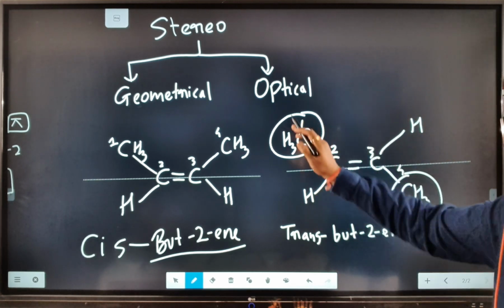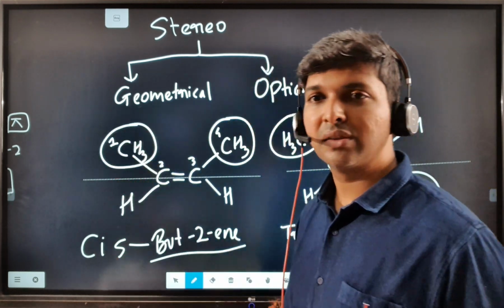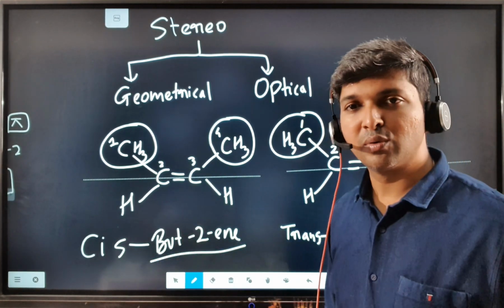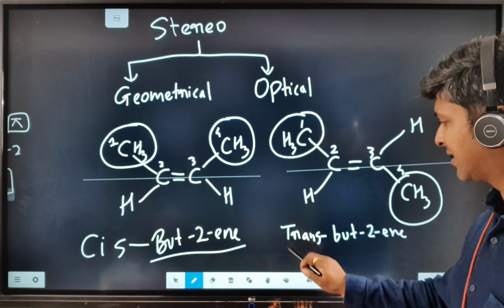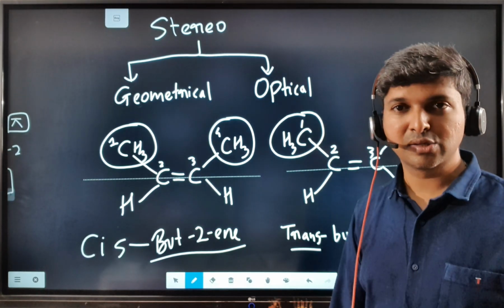Similar groups are on the opposite sides, and here the similar groups are on the same side. So when similar groups are on the same side, it is called cis butene, and when similar groups are on the opposite side, it is called trans butene. I hope you have got what geometrical isomerism is.